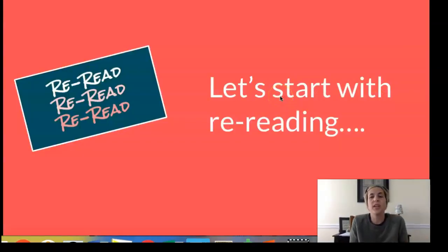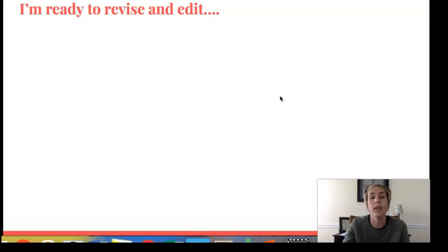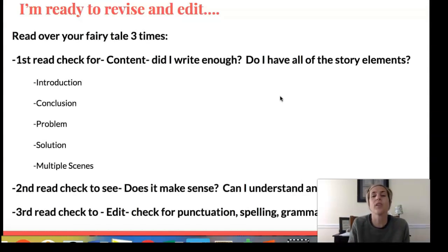All right, so the second part is rereading. So I want you to think about rereading your fairy tale many different times before you actually say you're done. The magic number is going to be 3. If you're ready to revise and edit, then you're ready to read over your fairy tale 3 times.